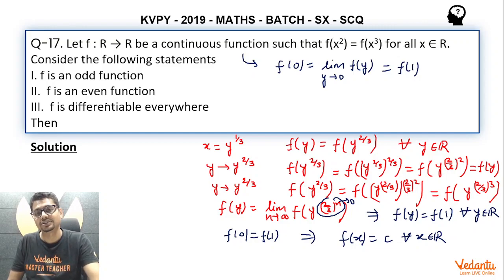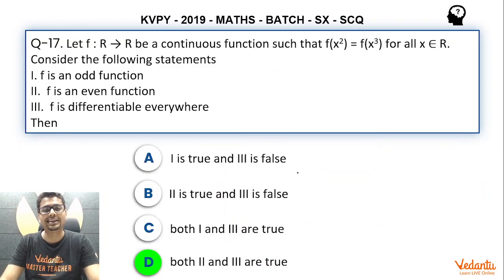Clearly, every constant function is an even function, because f of minus x is the same as f of x, which is this constant c. It is not necessarily an odd function. It would be an odd function only if c becomes 0, that means f of x becomes a 0 function, which is not necessarily so as per the given condition. So 2 and 3 are surely correct. 1 is not necessarily true. So D is the answer. Both 2 and 3 are true.